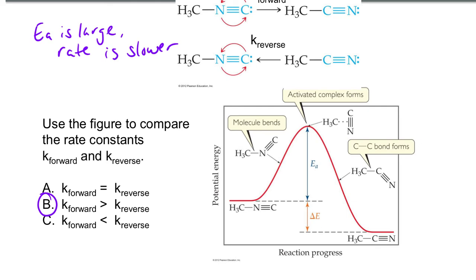But in any case, what it's trying to say is that activation energy is related to rate constant. A greater activation energy means a slower rate constant. The forward reaction has a smaller activation energy than the reverse reaction, and so that forward reaction should have a greater rate constant. Okay. Make sense?